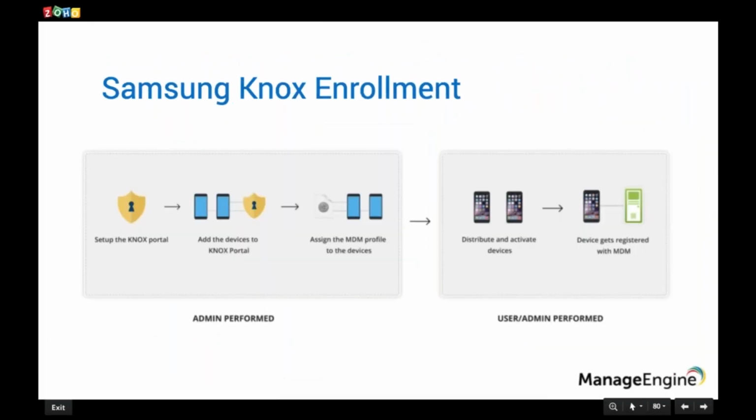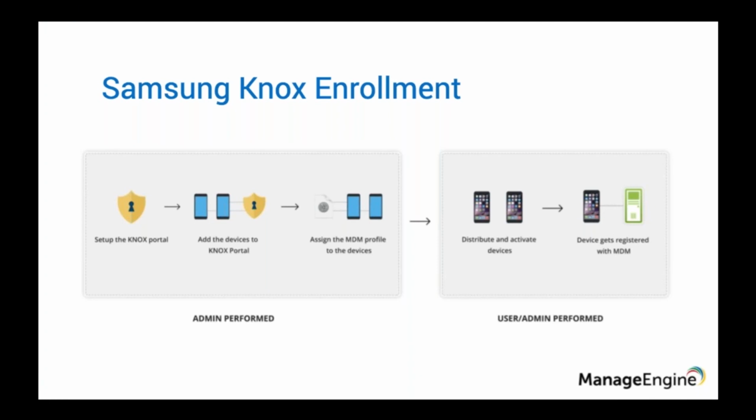Now let us see how the same can be achieved in case of Android devices using the Samsung Knox enrollment option. You need to first set up the Knox portal, then add the devices to the Knox portal, and then assign the MDM profile to all the devices. Once all of these actions have been performed by the admin, the devices can be distributed to the end users, and upon activation, they get registered with MDM. So let's first set up the Knox portal.